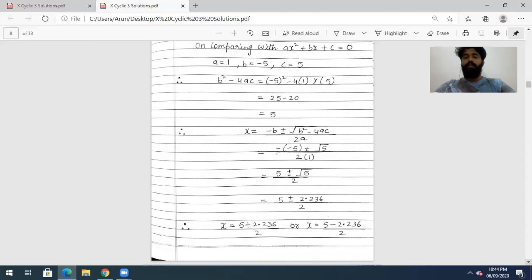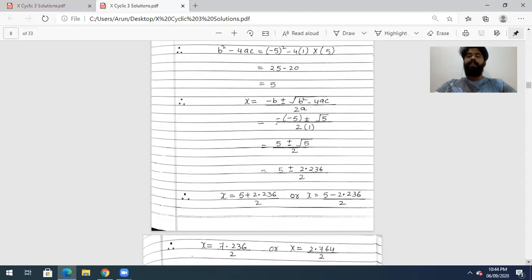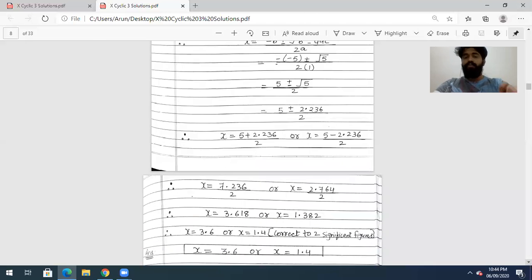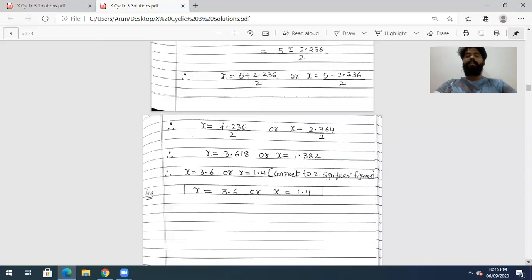Substitute the value of root 5 when you calculate it. It is 2.236. We have x is equal to 5 plus 2.236 by 2 or 5 minus 2.236 by 2. We get x is equal to 7.236 upon 2 or 2.764 upon 2. So we have x is equal to 3.618 or x is equal to 1.382.